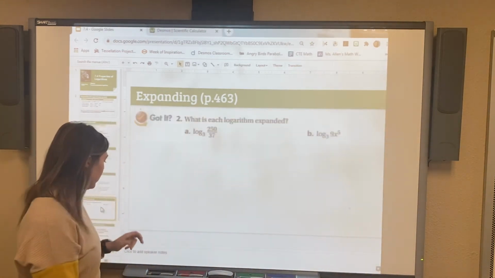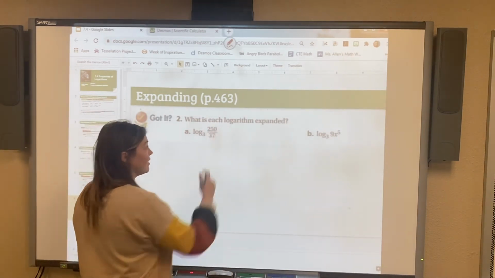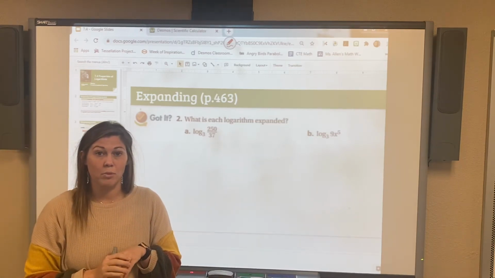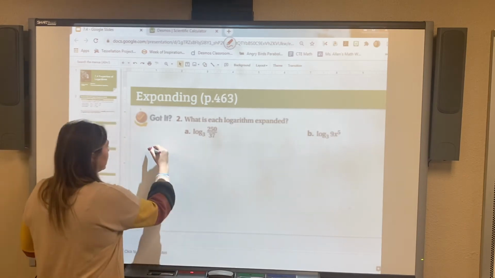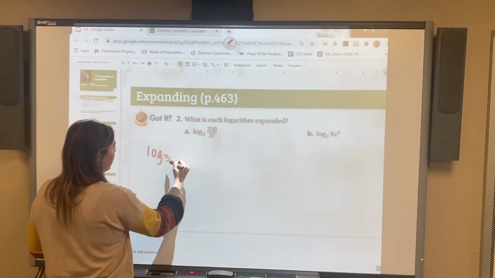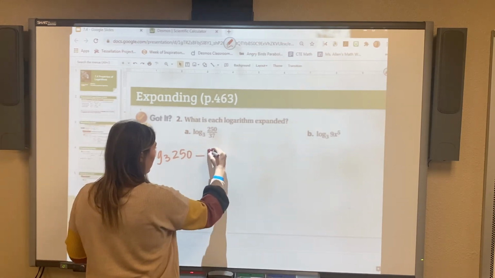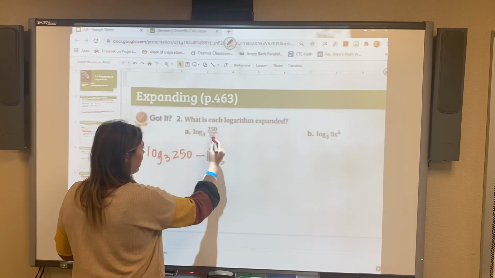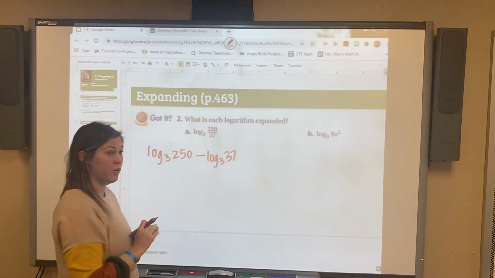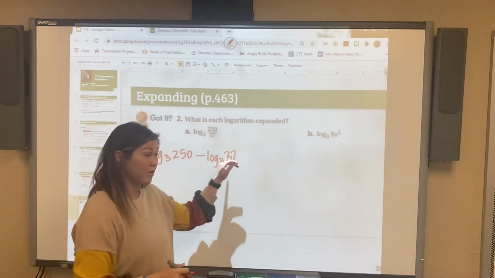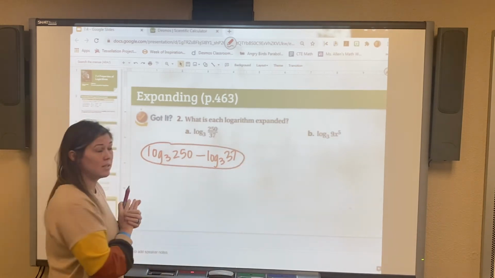Okay, let's look at 2 more examples. So we need to expand. First, this is division, so that means we need to separate by subtraction. Our base is 3. So we have log base 3 of our top, which is 250, minus log base 3 still of our bottom, which is 37. You cannot rewrite 250 as a power of 3 and same thing with 37. So that's your answer. That's as simplified as it gets.